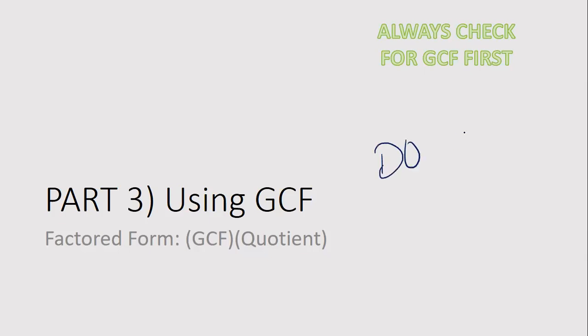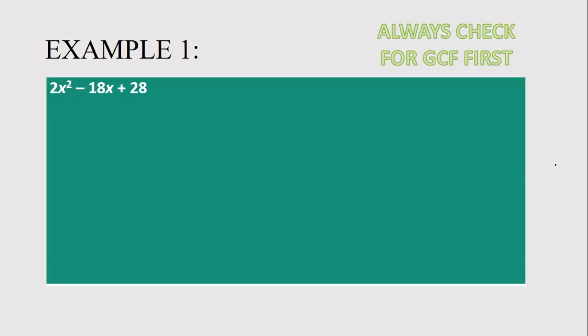As I told you before, part 3 is going to be your do now, tomorrow. Tomorrow's due now. You're going to combine both part 1 and part 2. Find the GCF, then factor.